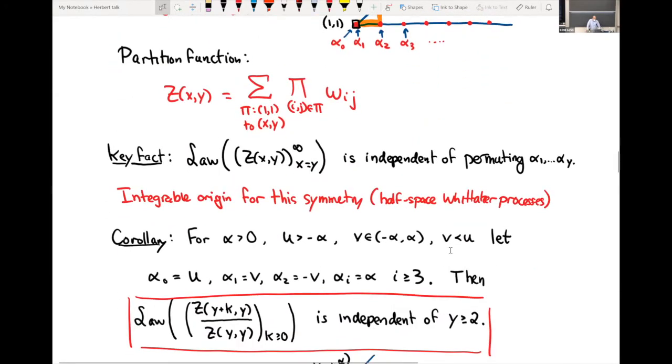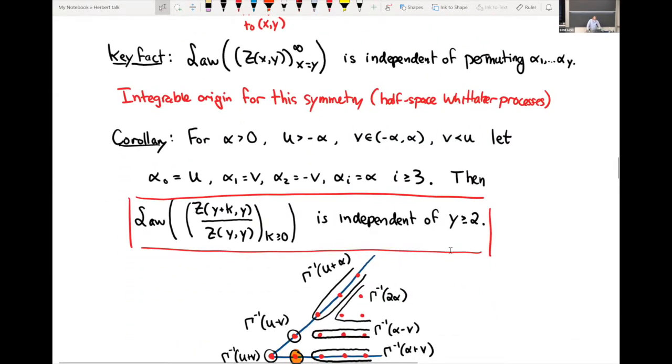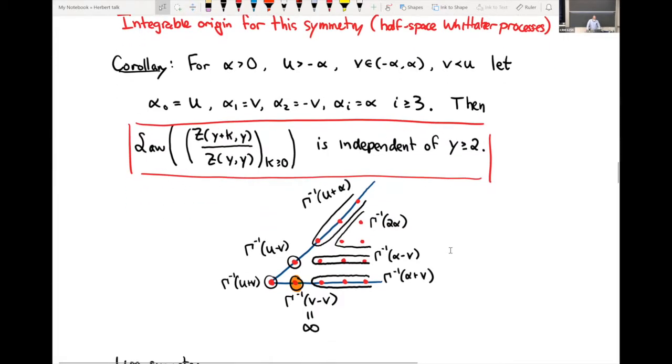Okay. So how do I use this invariance, which you'll believe me on, in order to construct the invariant measures? Here's my claim. This is a corollary, and we'll see why. I'm going to choose the parameters of my half-space log gamma polymer very carefully in such a way as to create a renewal point that, using the symmetry, I can actually move up arbitrarily, and that will create my invariant measure. So this is the basic idea.